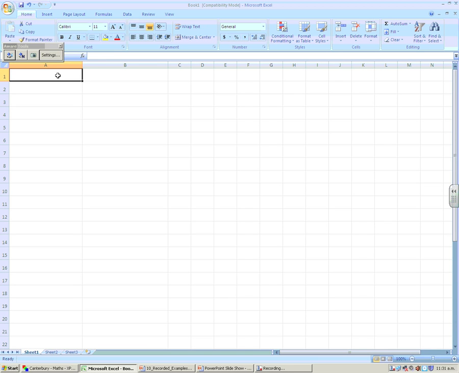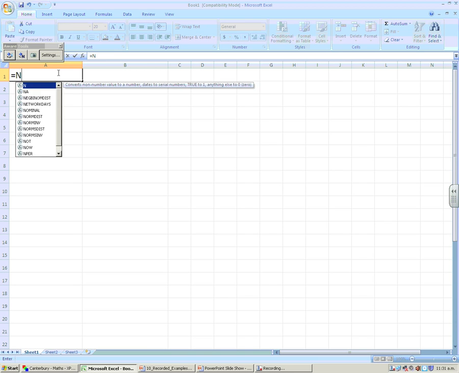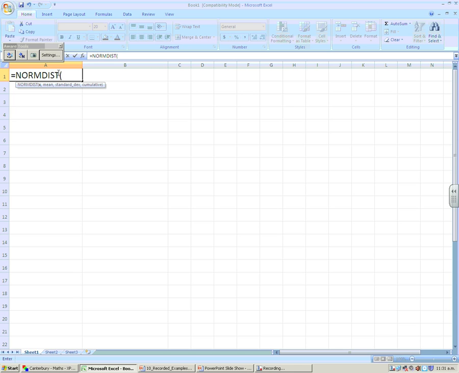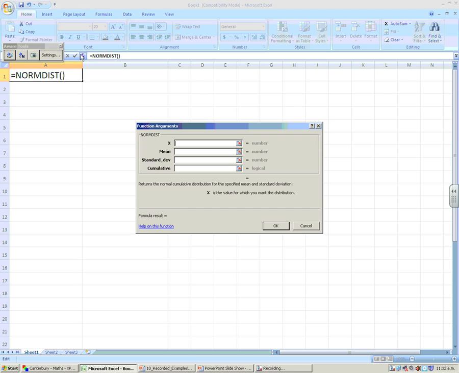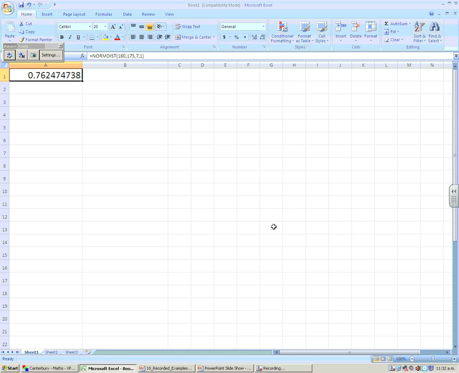To do this probability, we can very easily use Excel, and Excel here will be using the norm dist function. So over to Excel, and we use the function normdist. For this function, we need to put in the x value. The x value here is 180. We want the probability of being up to and including 180. We have a mean of 175, so 175 goes into the mean, standard deviation of 7, and we use 1 for cumulative there. So this gives us a probability of 0.76 and then a whole lot more accuracy.